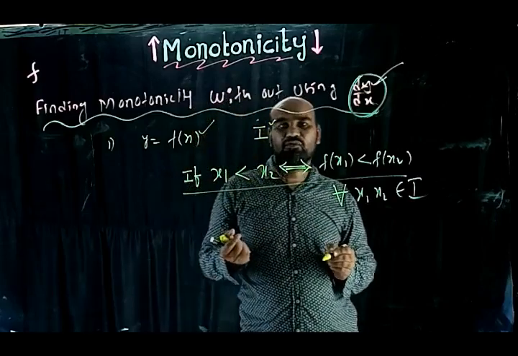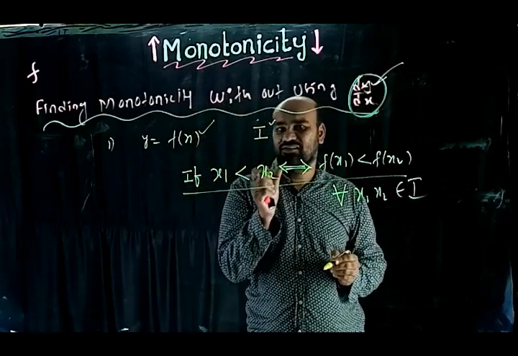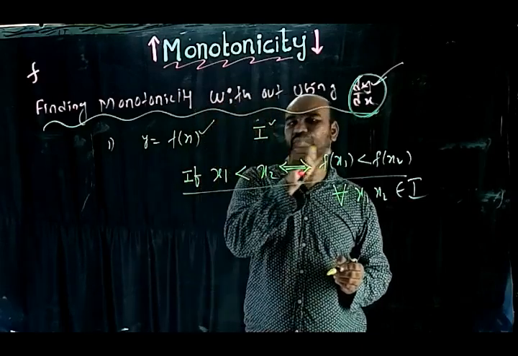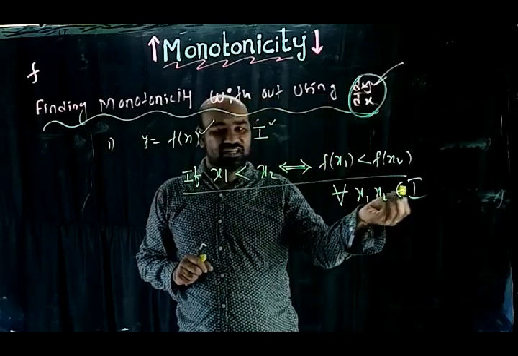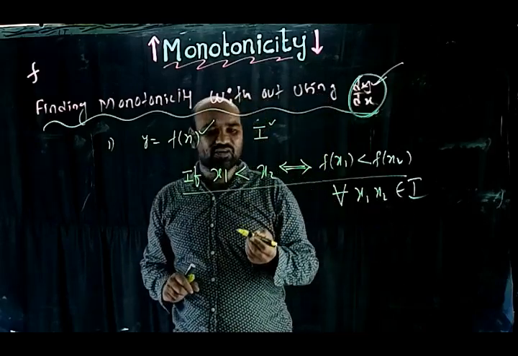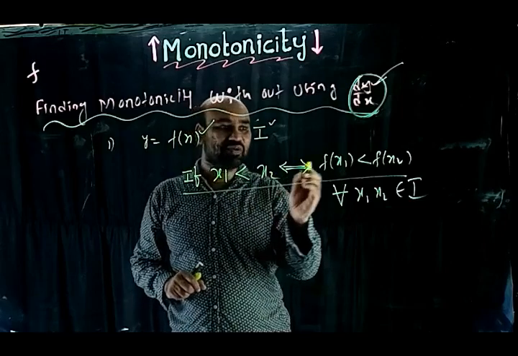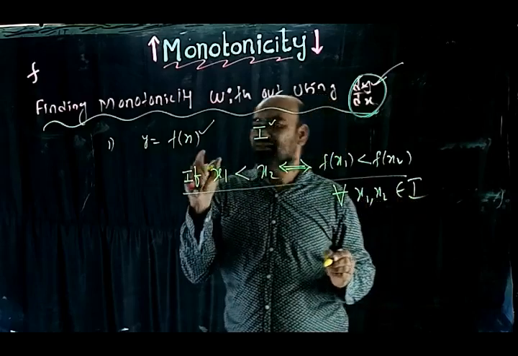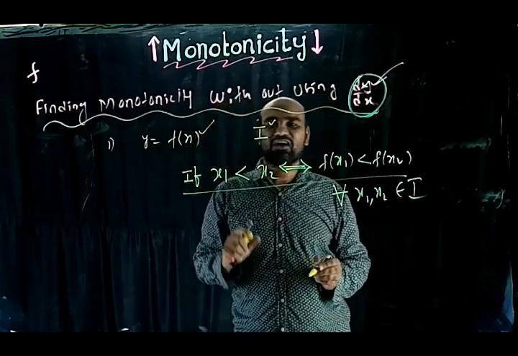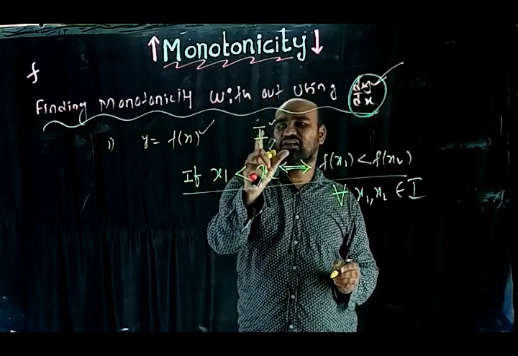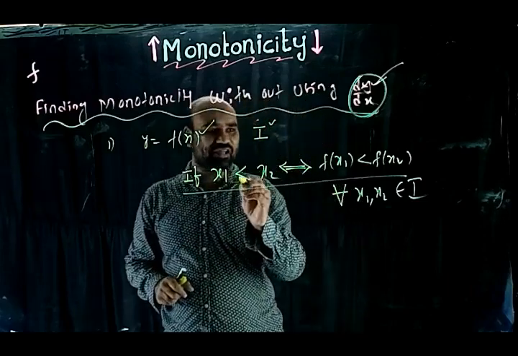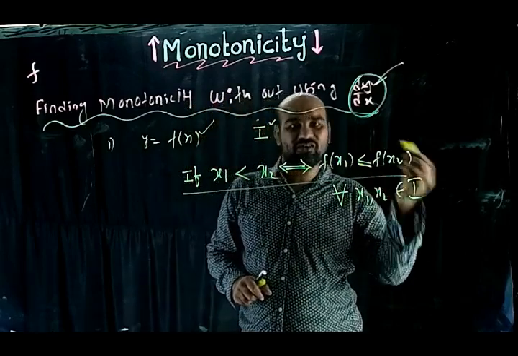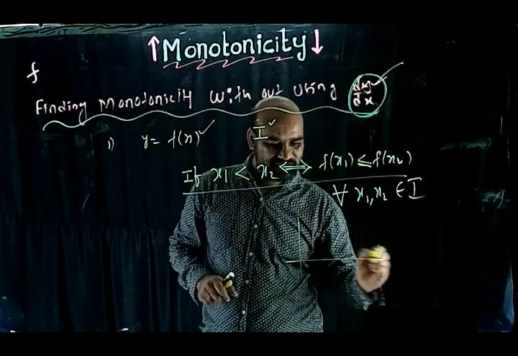We want to check the monotonicity of the function in an interval, so we use the concept of checking monotonicity at a particular point. Take any 2 points in the interval, say x1, x2. If x1 < x2 implies f(x1) < f(x2) for every x1, x2 belonging to I, then you can say the function is strictly increasing in that interval. Somewhere, for example, if you get equality, x1 < x2 implies f(x1) ≤ f(x2), your graph will be like this.